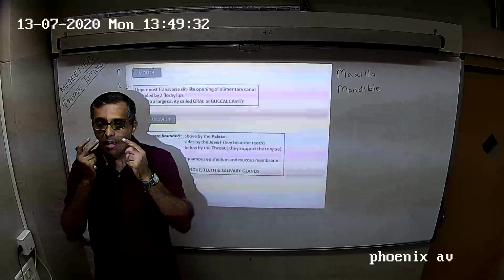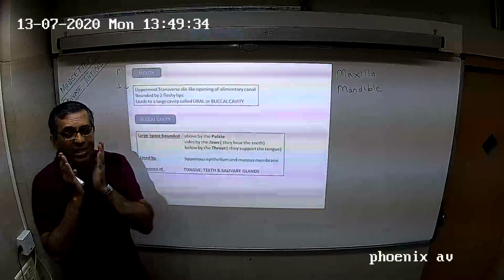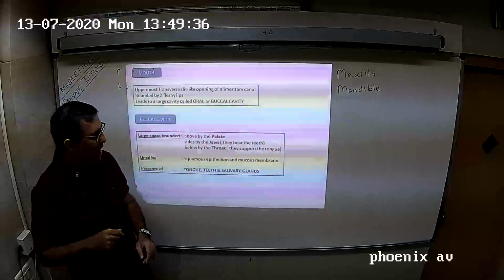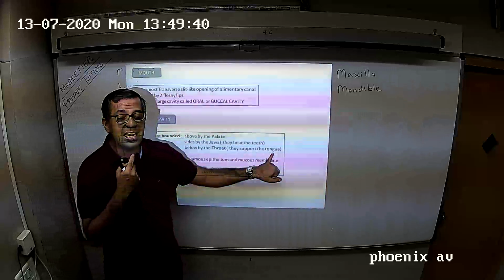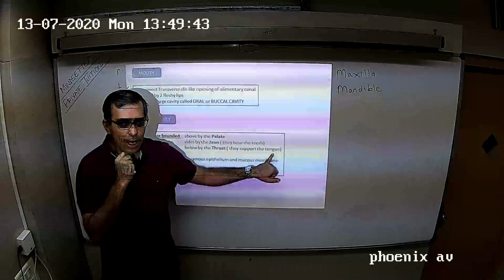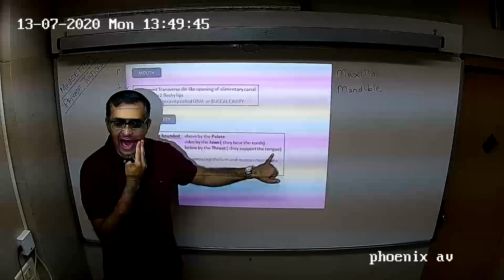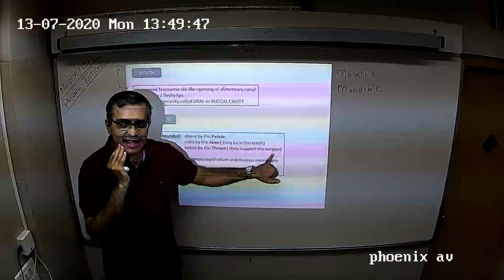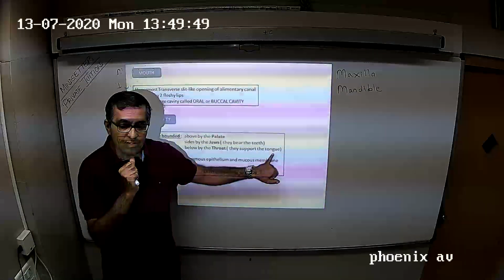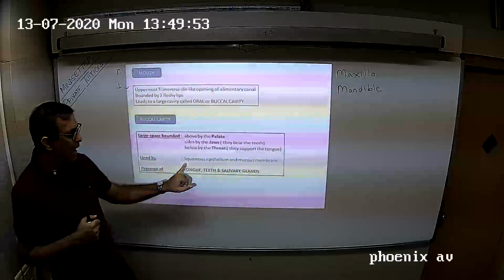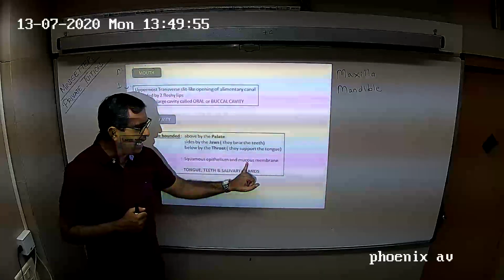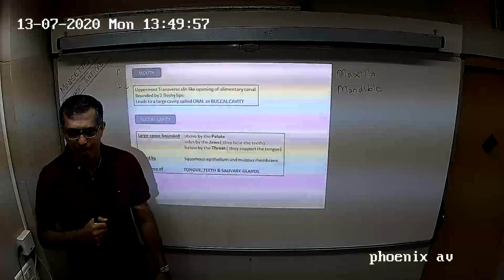Maxillae and mandible, which have teeth with them, form the sides of the buccal cavity. And the lower side is supported by the throat, which has the tongue attached to it. So the roof is the palate, the sides are the mandible and maxilla with teeth, and below we have the throat with the tongue attached to it. And it is lined by squamous epithelium and mucous membrane.